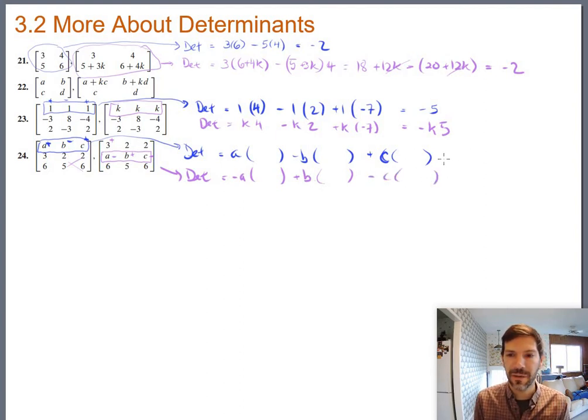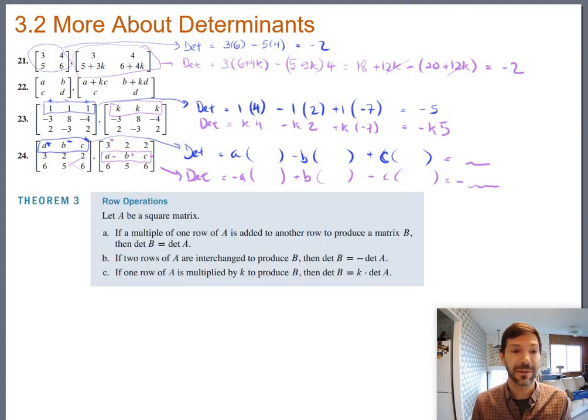So whatever this comes out to be, this is going to be negative of it, or the opposite of it. If this one was negative, this one will be positive. So swapping two rows changes the sign of the determinant. And there we've just explored all three row operations.